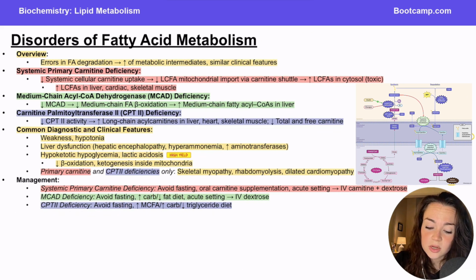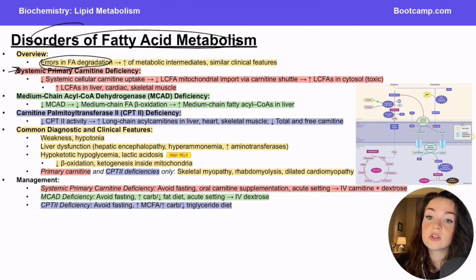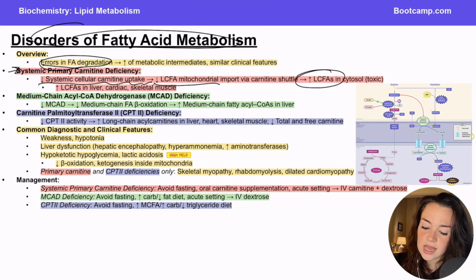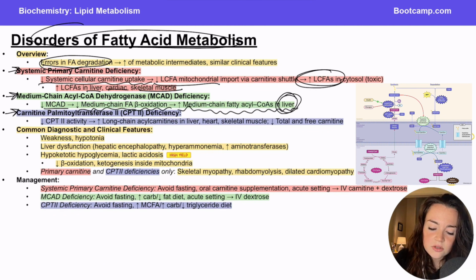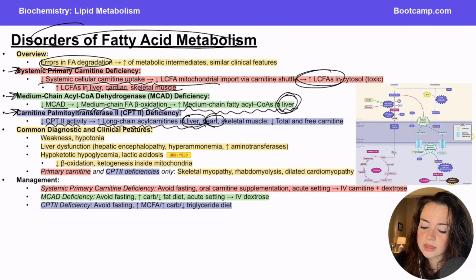So let's wrap it up. We've been talking about disorders of fatty acid metabolism, which are inborn errors in fatty acid degradation. In systemic primary carnitine deficiency, we had a decrease in systemic cellular carnitine uptake. This caused a toxic buildup of long-chain fatty acids in the cytosol of liver, cardiac, and skeletal tissues. In an MCAD deficiency, we had a decrease in medium-chain fatty acid beta oxidation due to a decrease in that MCAD enzyme. This led to a buildup of medium-chain fatty acyl CoAs in the liver. In the CPT2 deficiency, we had a decrease in CPT2 activity, which led to a buildup of long-chain acyl carnitines in the liver, the heart, and the skeletal muscle.